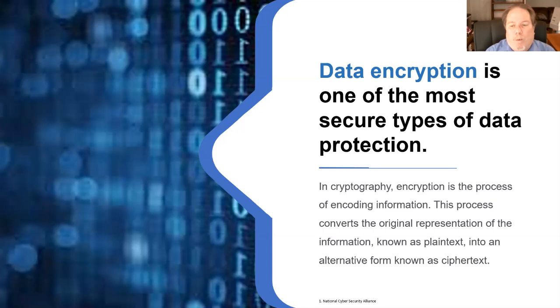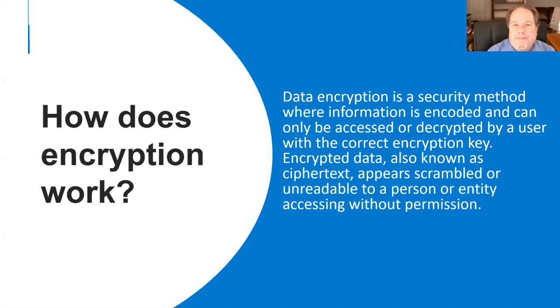secure. In that case, that's data while it's at rest. We're going to be talking about data in motion. So how does encryption work? Data encryption is a security method where information is encoded and can only be accessed or decrypted by a user with the correct encryption key. And we're going to talk about two different kinds of encryption. Encrypted data, which is also known as ciphertext, appears scrambled or unreadable to a person or entity accessing without permission.